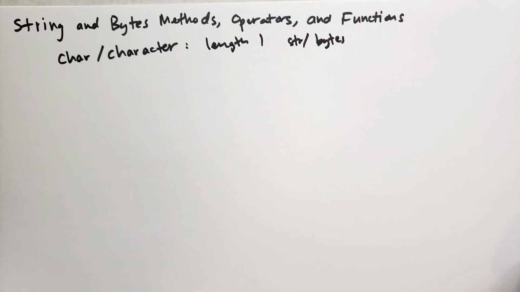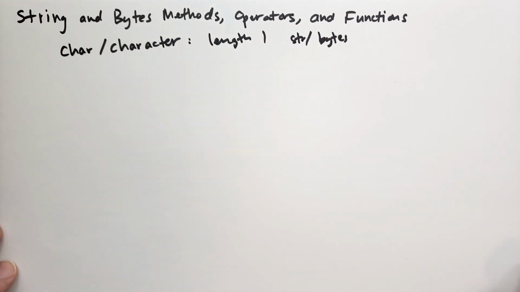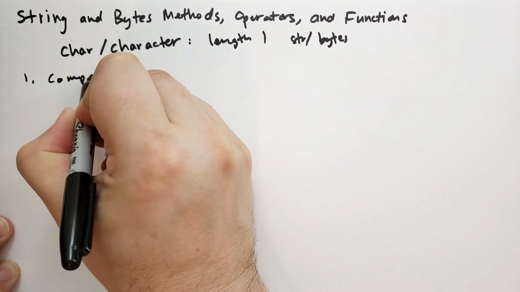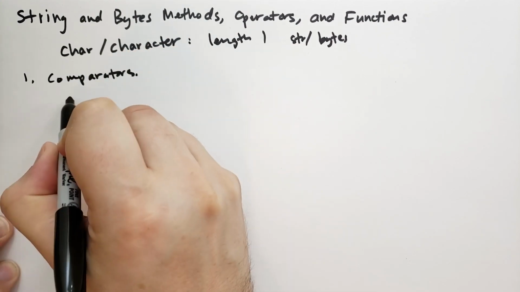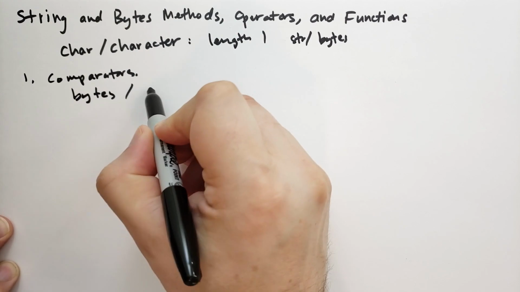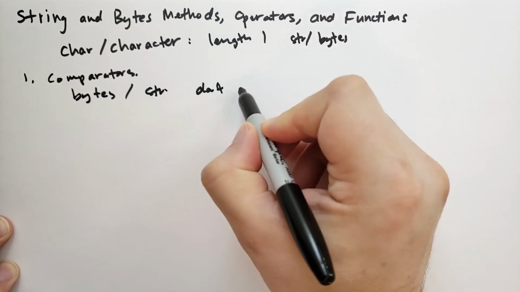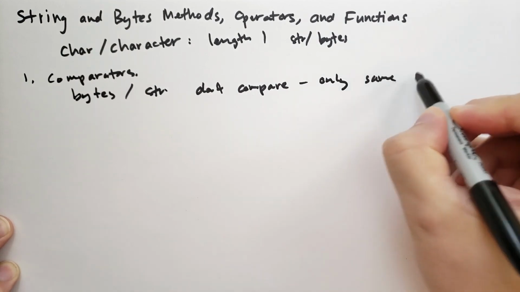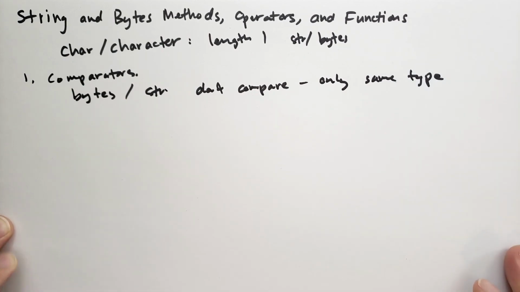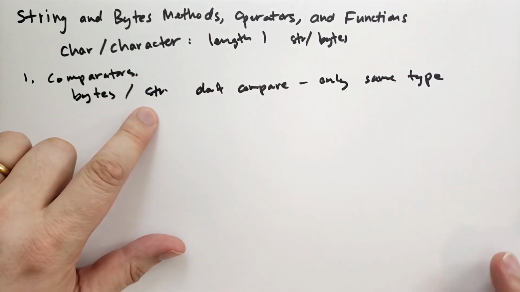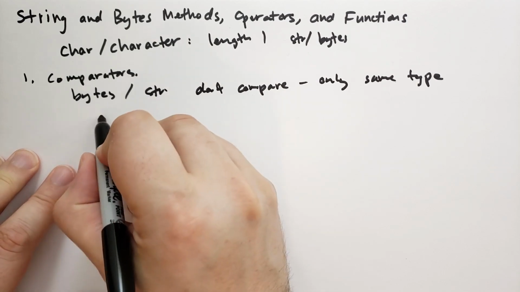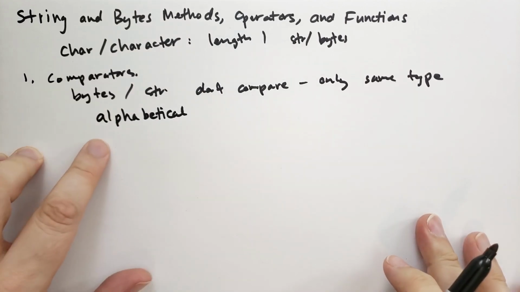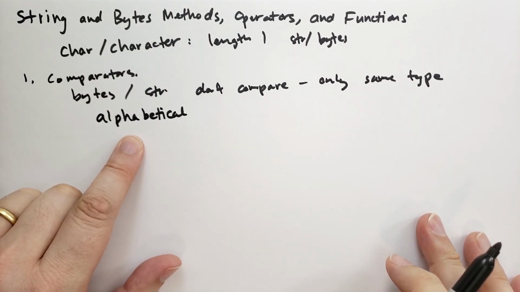So let's go over really quickly all of the operators that I can think of that apply to strings and bytes. First, let's go over the comparators. First, bytes and strings don't compare with each other, so you have to compare with the same type. You compare strings with strings and bytes with bytes, but you cannot compare bytes and strings together. The order is alphabetical. If you don't know what that means, that doesn't matter. There is an order and it's important.